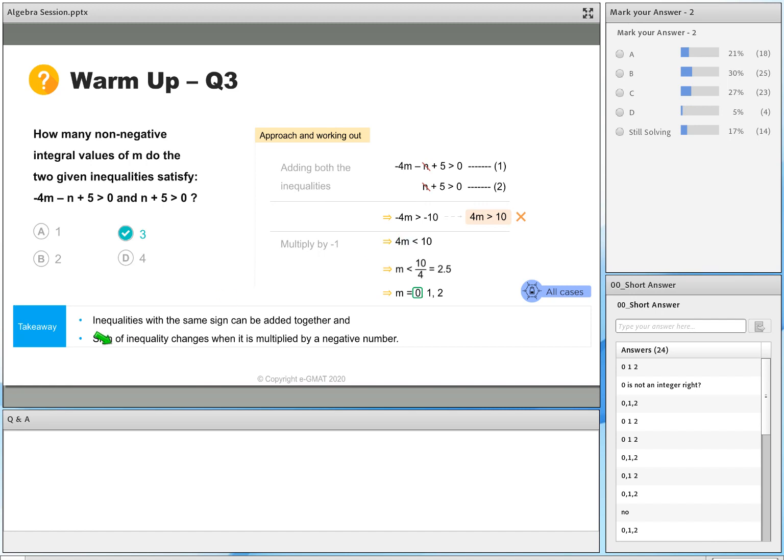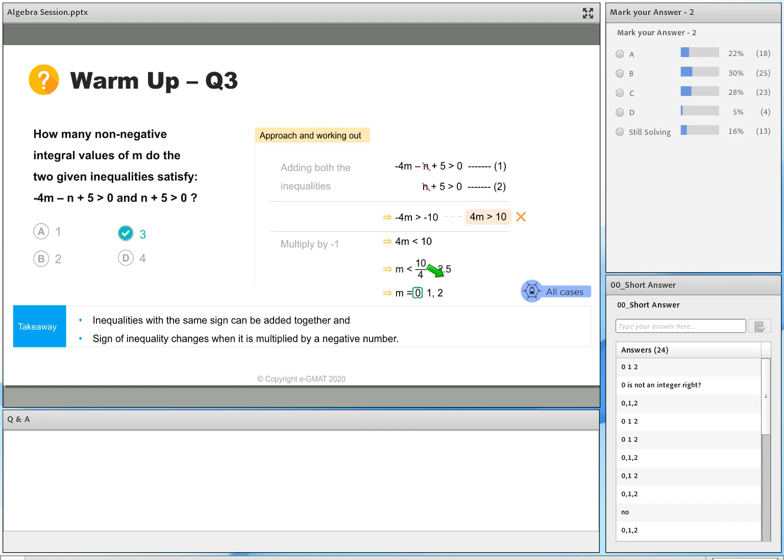So read this point here. Sign of inequality changes when it is multiplied by a negative number. Also, if it is divided by a negative number, because division is really very similar to how multiplication works. So you ultimately get m is less than 2.5. I remember reading that in the chat box as well.